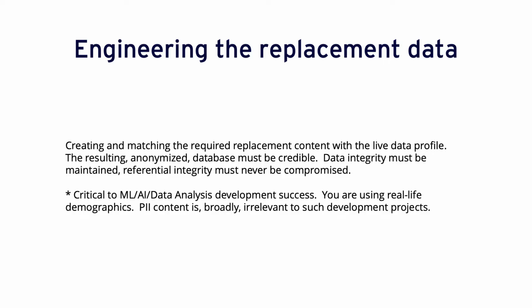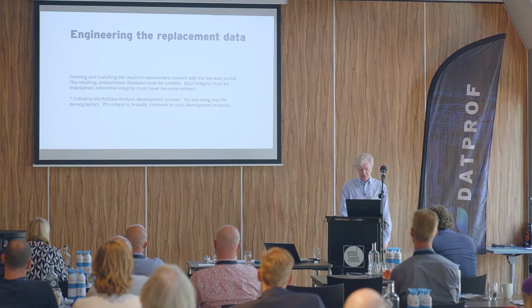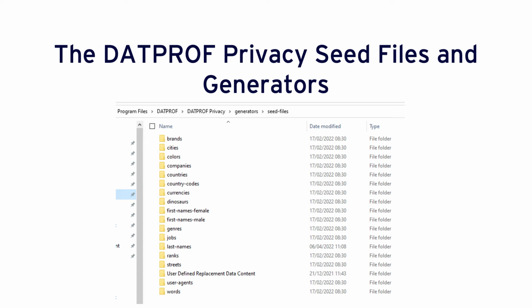So, we're now at the point where we need to start to bring data together. We know names, dates of birth, national identification numbers, address type information. Much of this is provided within DATPROF Privacy, and you'll likely have seen it. But we do need to sometimes go and make our own, or resource in our own as well. So we deliver a set of comprehensive replacement data and generators, if you will.